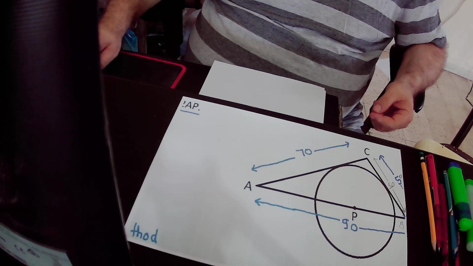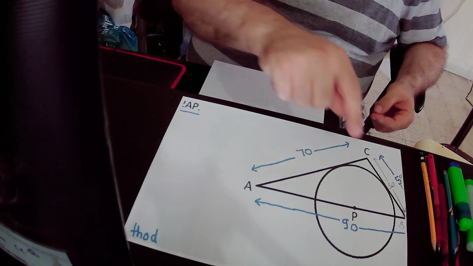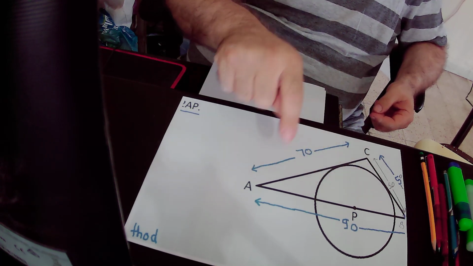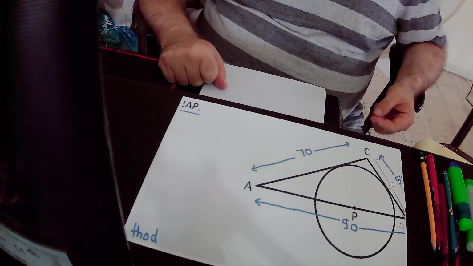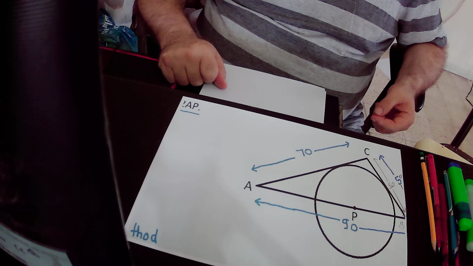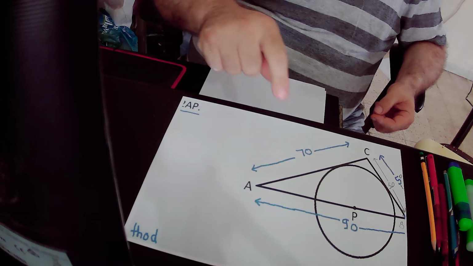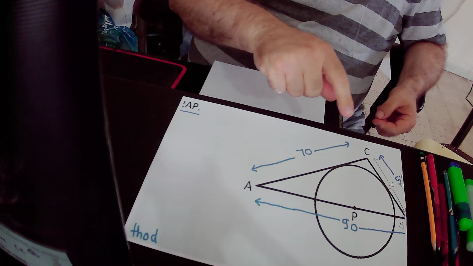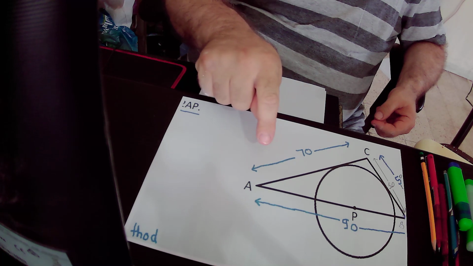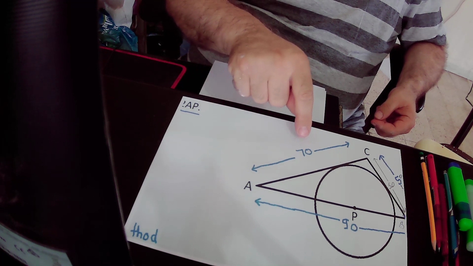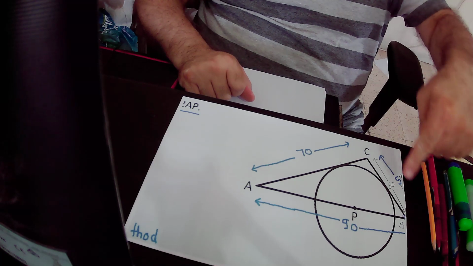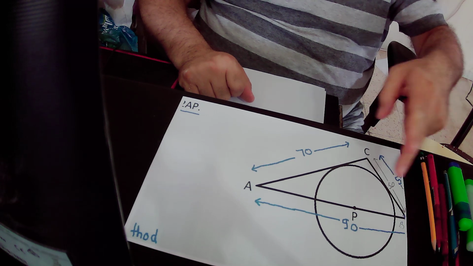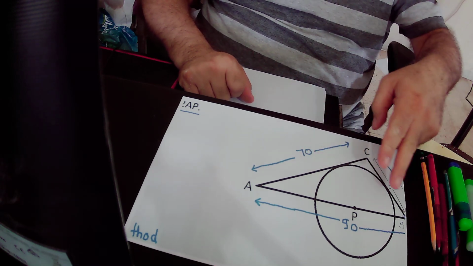Hello, in this lecture we will find the size of 2 times AP, or the value of 2 times AP. In the drawing we have triangle ABC. Side AC of the triangle is 70 units. Side BC of the triangle is 50 units, and side AB of triangle ABC is 90 units.